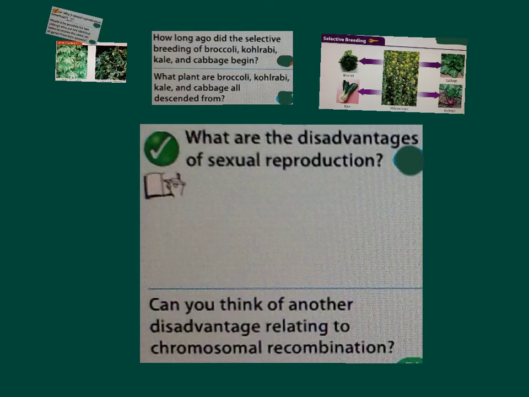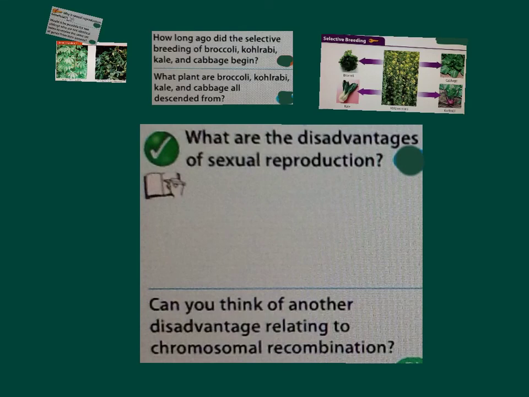In addition, sexual reproduction is limited by certain factors. For example, fertilization cannot take place during pregnancy, which can last as long as 2 years in some mammals. Reading check. What are the disadvantages of sexual reproduction?